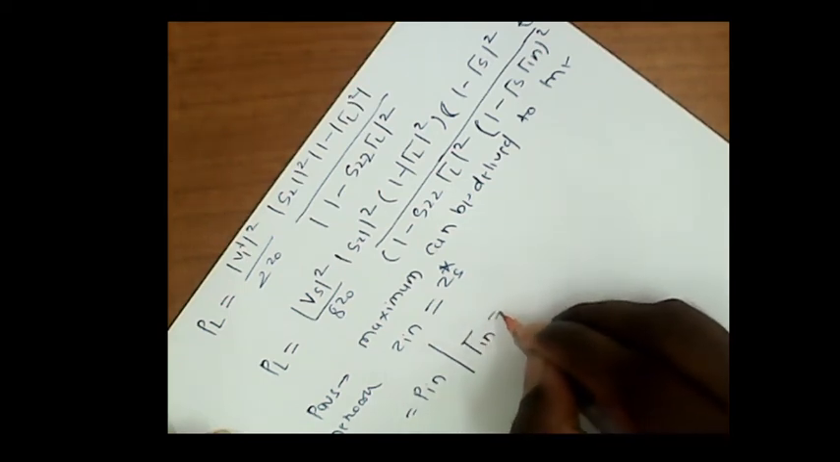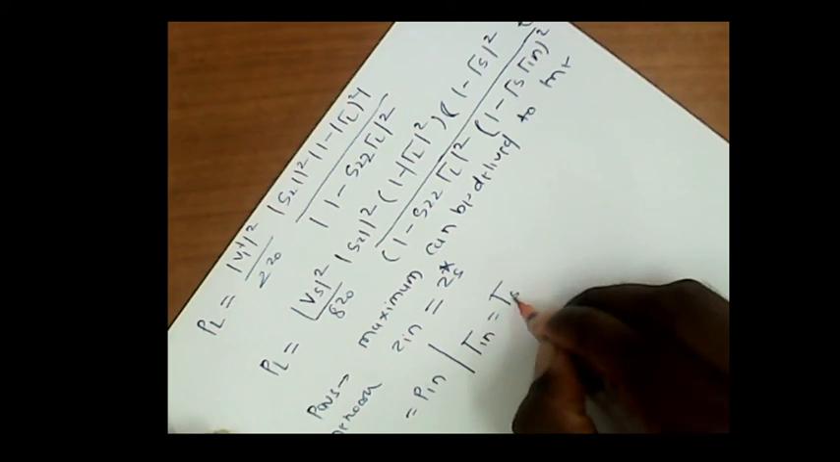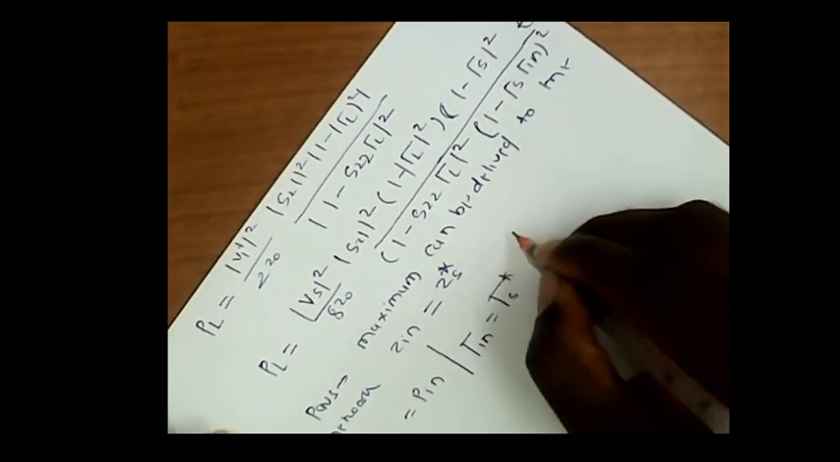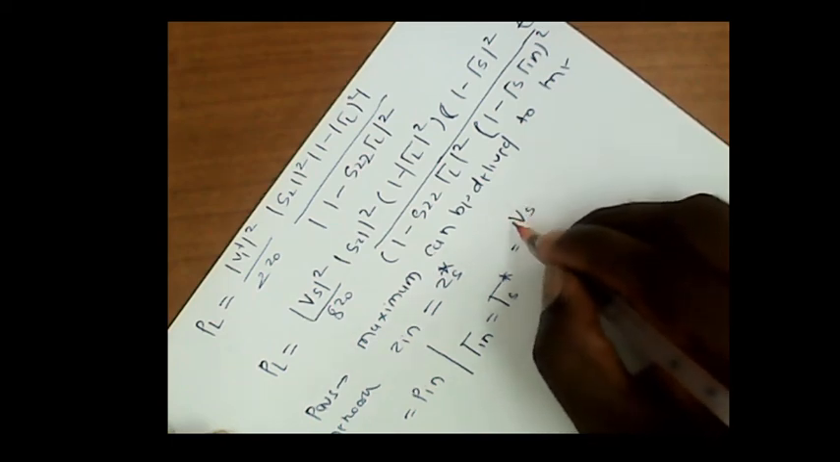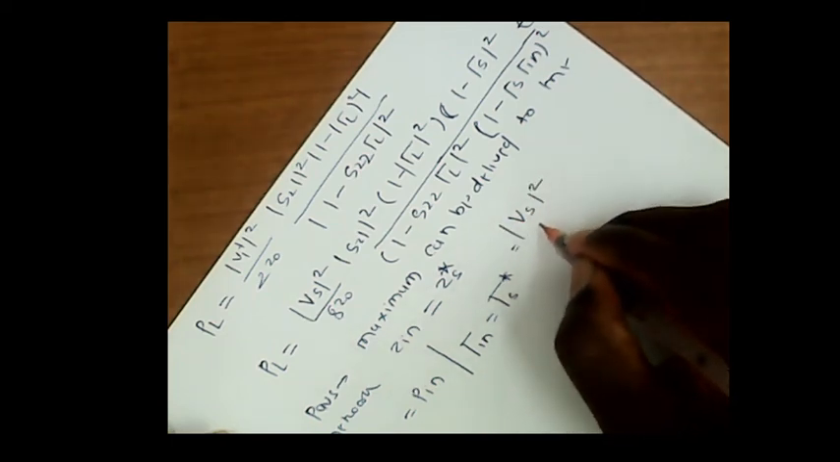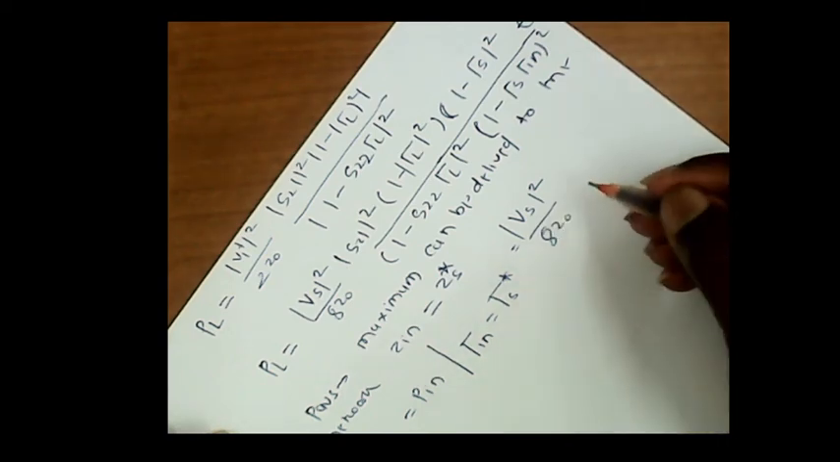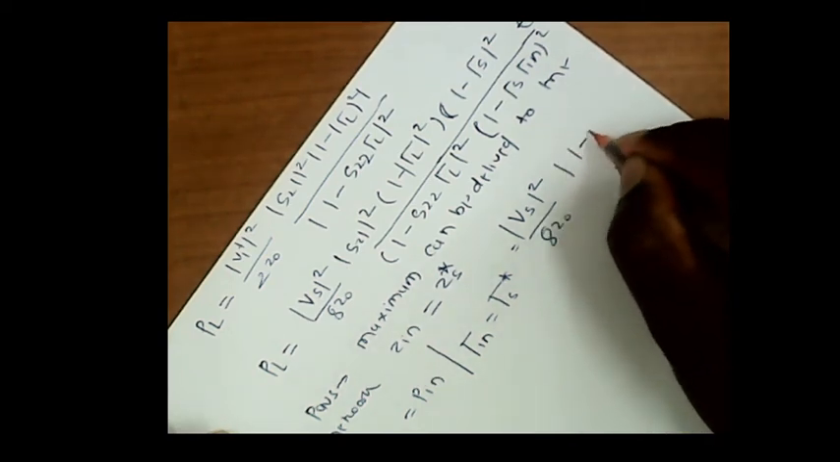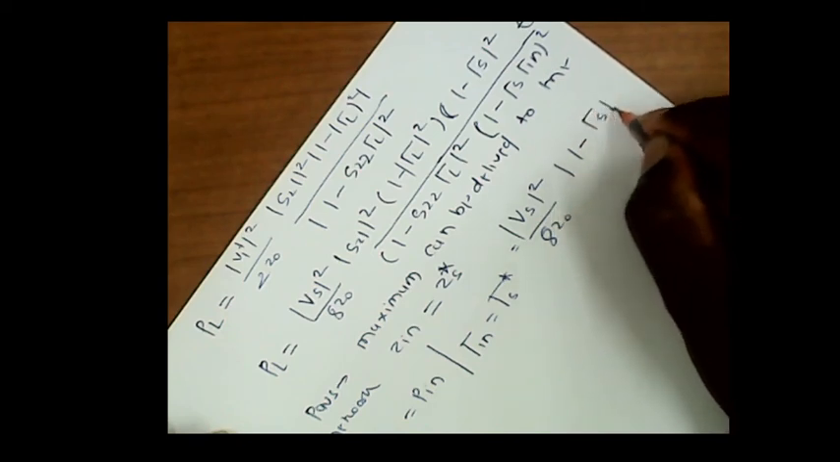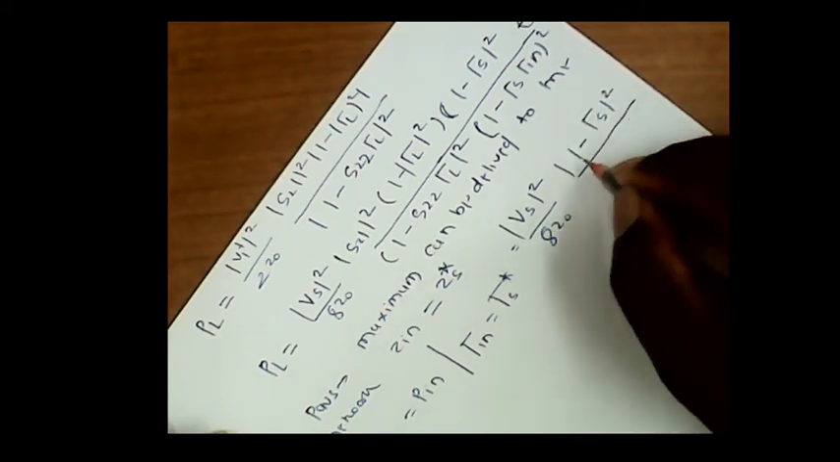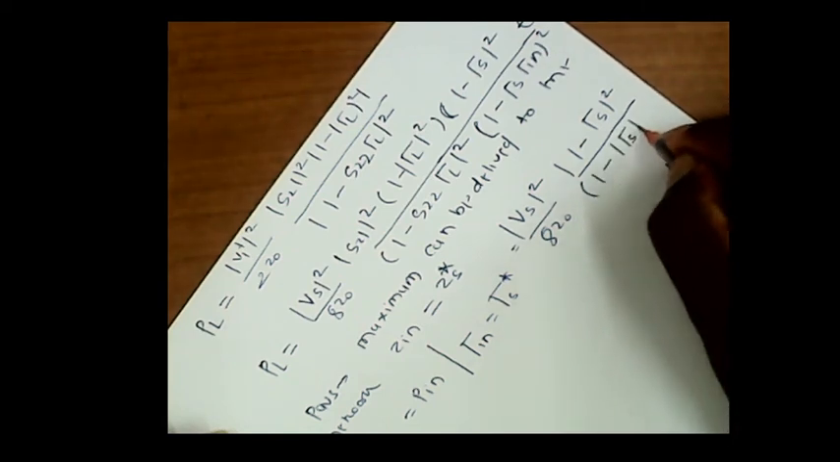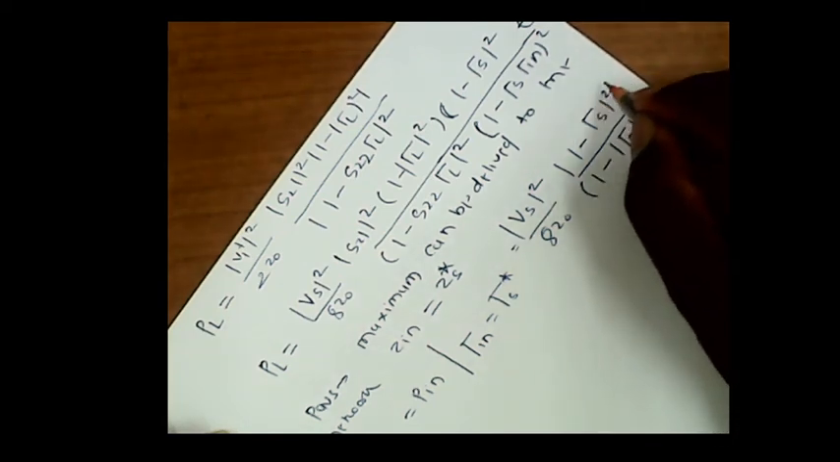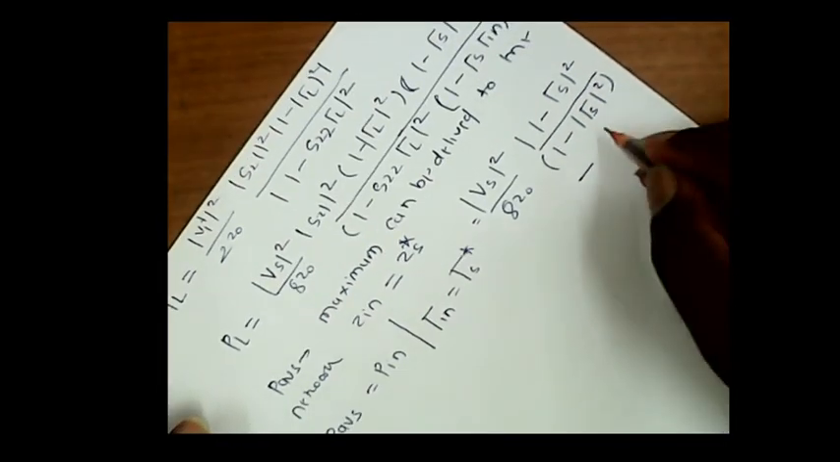So it is Vs square over 8Z0, times 1 minus the magnitude squared of the reflection coefficient of the source, divided by 1 minus gamma S, whole square. So we can say that this is equation number 8.